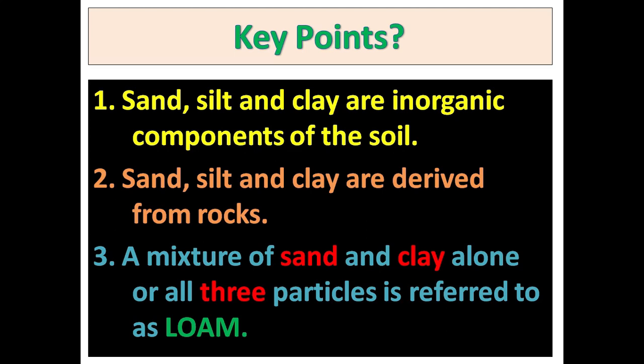Alright, so we have some key points. Key point number 1: sand, silt, and clay are inorganic components of the soil. Very important. Number 2, sand, silt, and clay are derived from rocks. Very important. Number 3, a mixture of sand and clay alone or all 3 particles is referred to as a loam. Very important. So we are also going to look at the types of loam. When we reach there, we'll get into detail.